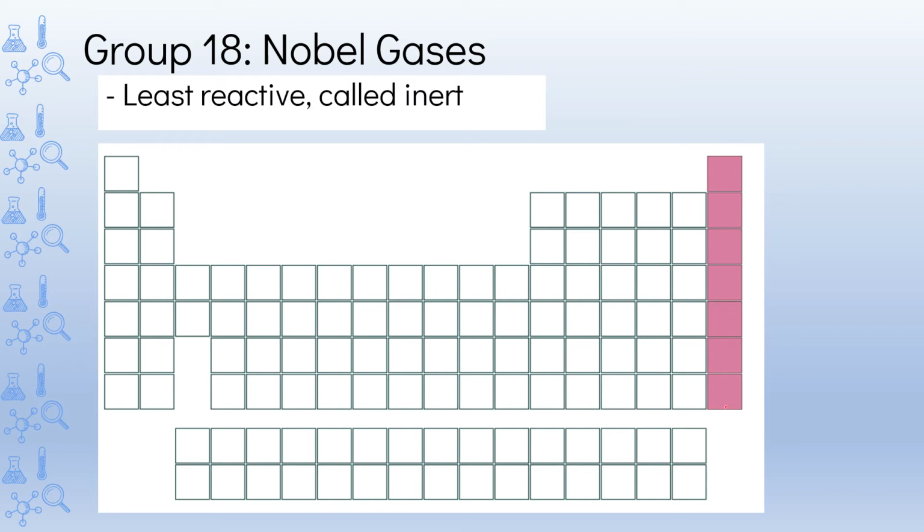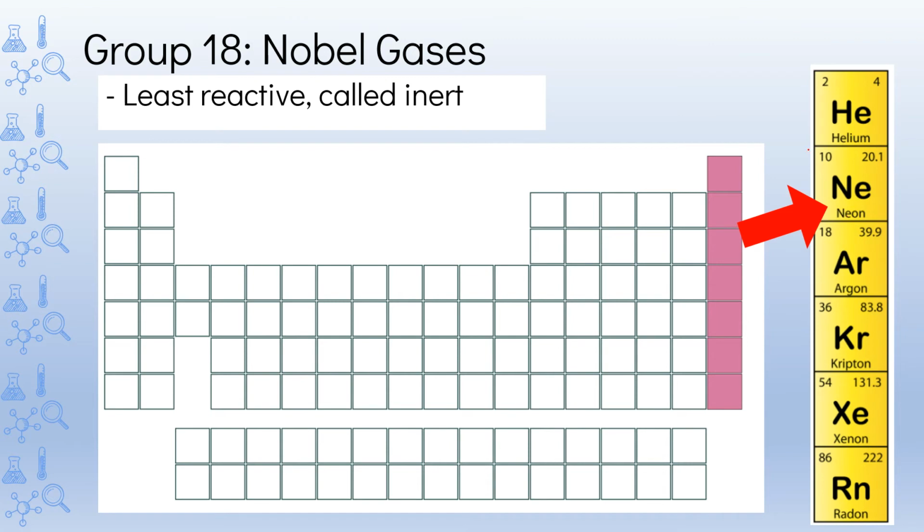It's highlighted in pink here for you. And these are the least reactive. We call them inert. That's why they weren't discovered till later on. So they don't really do a lot of things. And so here's my wonderful noble gases.